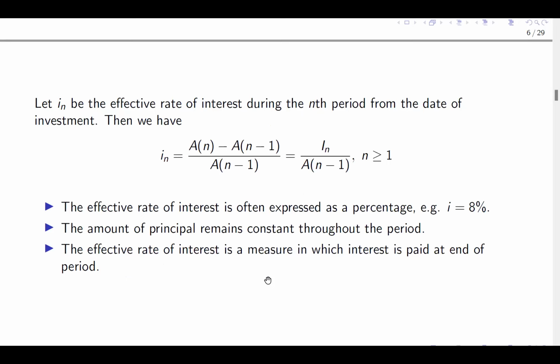So if you want to look at the effective rate of interest during the nth period from the date of investment, then we have i_n giving us the amount function at time n minus the amount function at time n minus 1. That's the period before n. Okay, all relative to the amount invested at the beginning of the period. That is at time n minus 1.